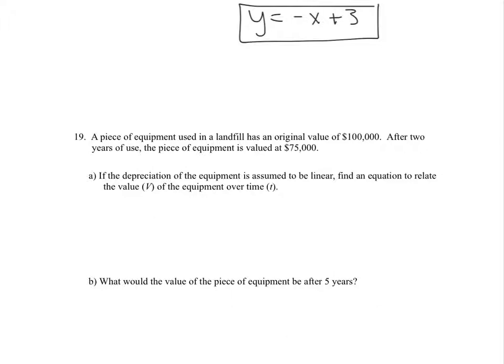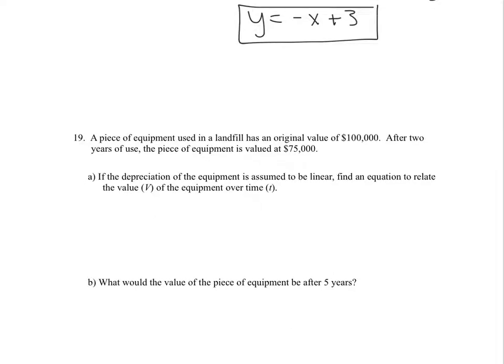Typically, in the real world, if we were to consider some kind of a graph, our x-axis, which is the independent variable, most of the time ends up being time. Time is going to happen regardless, isn't it? So we're looking at how something would change over time. And notice that's what it says here. Find an equation to relate the value of the equipment over time. So we're going to have the value be our y value, time is going to be our x value.